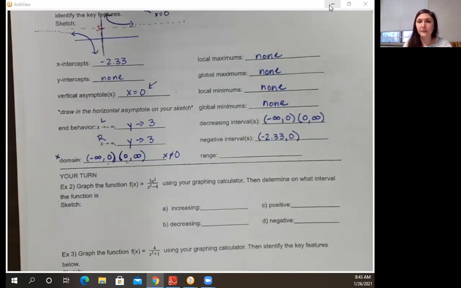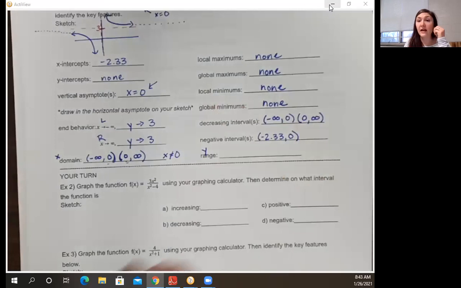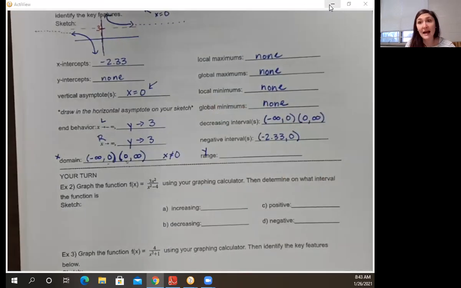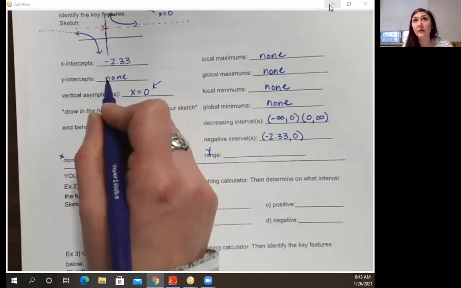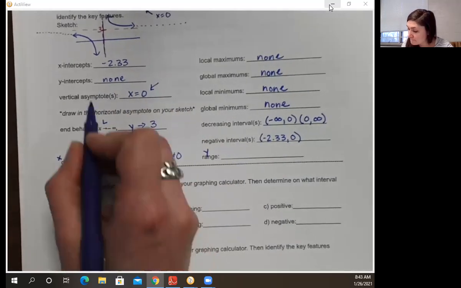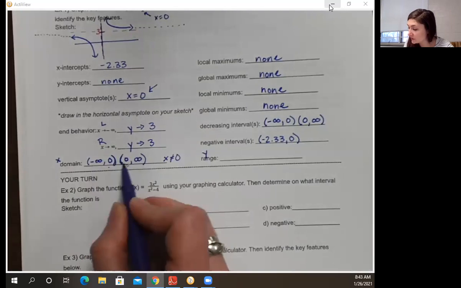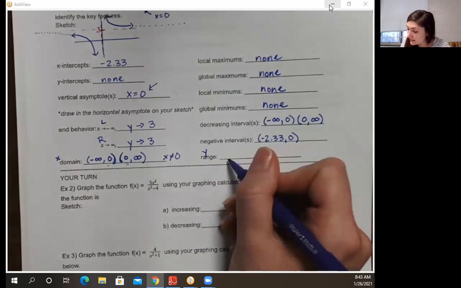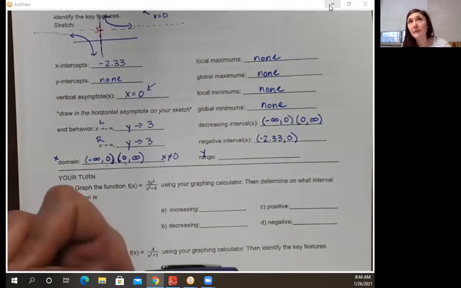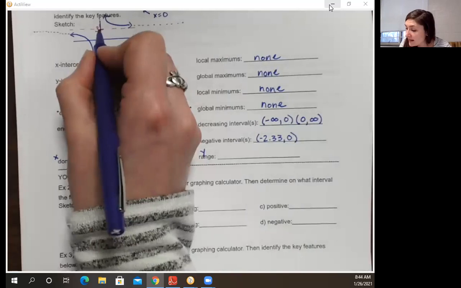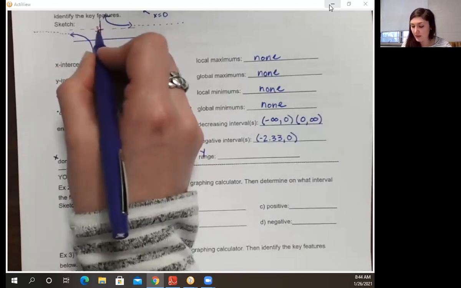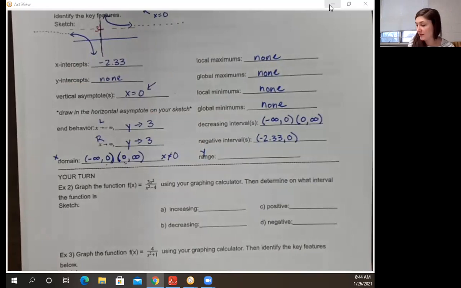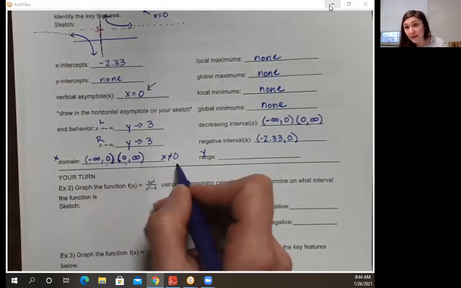And then our range here. Remember, range are those y values. What values for y could I possibly get out of my function? So we know that we don't have a y-intercept, because of that asymptote, and that impacted our domain, our vertical asymptote. The other thing that we know is that because we have a horizontal asymptote, that's going to impact our range. We never actually will get to a y value of 3. So our range is going to be everything but 3, just like for our domain, that was everything but 0.